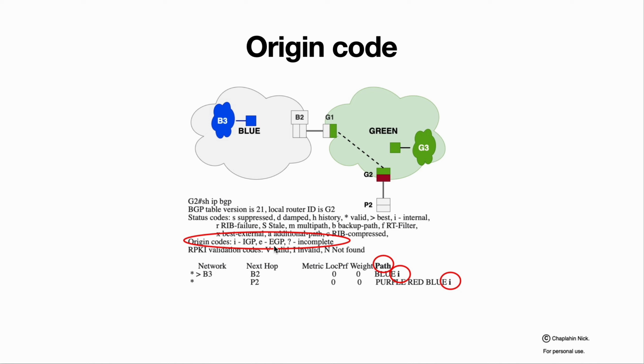The thing is that mostly you won't see E, because EGP here is actually EGP, meaning Exterior Gateway Protocol, an actual protocol that is named like that. It was operating for a long time, but now it's mostly replaced by external BGP. So for the most part you will see either I or question mark.